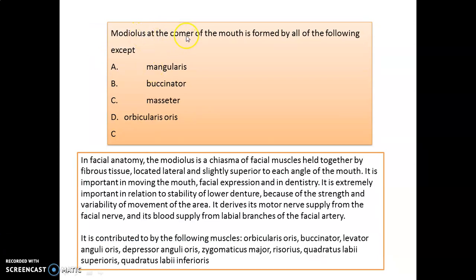Then aspirant, the modiolus at the corner of the mouth is formed by all of the following except the masseter muscle. Remember, in facial anatomy the modiolus is what? It's a chiasma of facial muscles held together by fibrous tissue, located laterally and slightly superior to each angle of the mouth. It is very important for facial expression. It is also extremely important for stability of the lower jaw. It derives its motor nerve supply from the facial nerve and blood supply from the labial branches of the facial artery. So in the modiolus we have the orbicularis oris, buccinator, levator anguli oris, depressor anguli oris, zygomaticus major, risorius, quadratus labii superioris and quadratus labii inferioris.